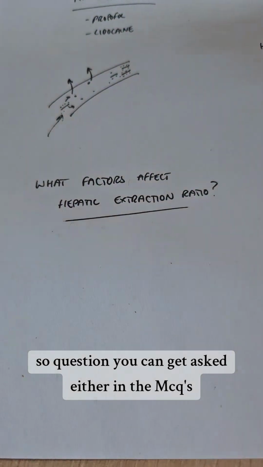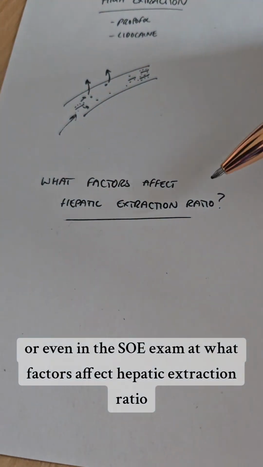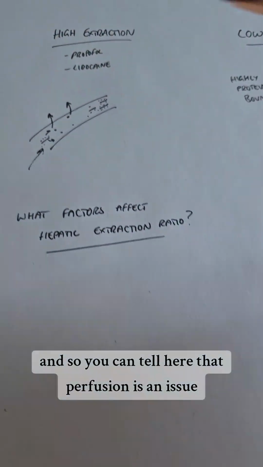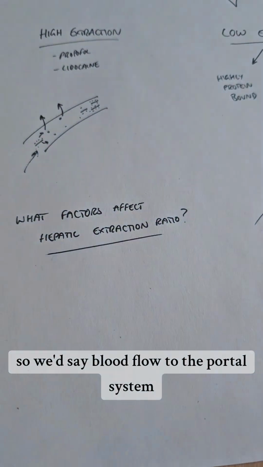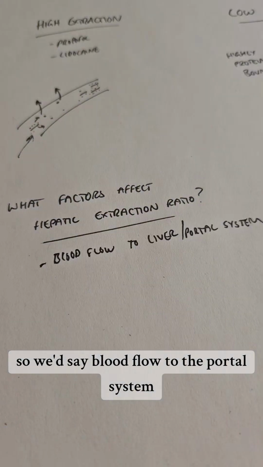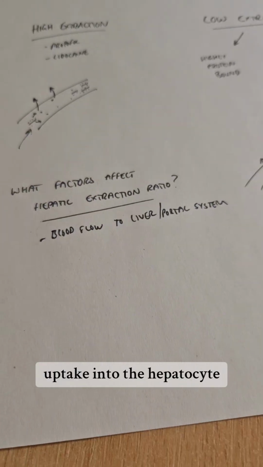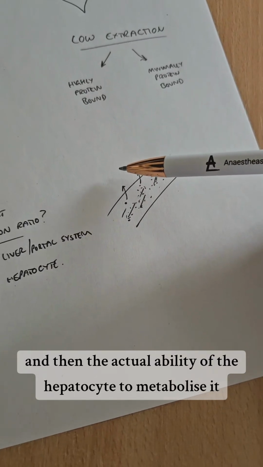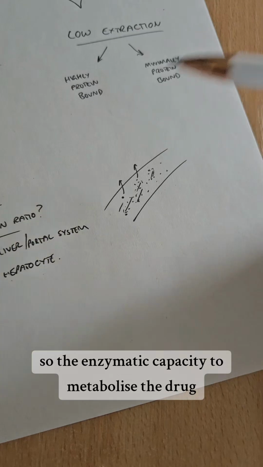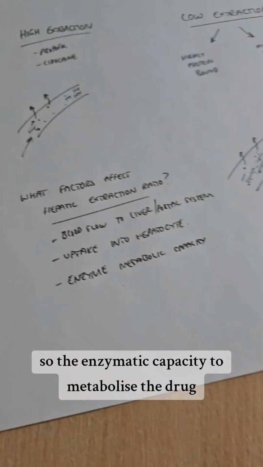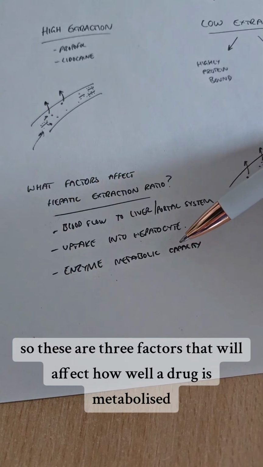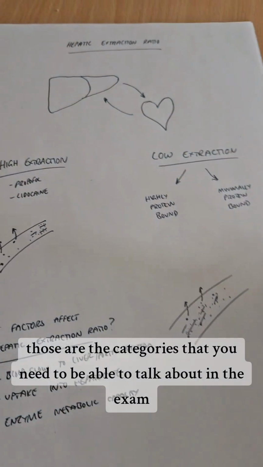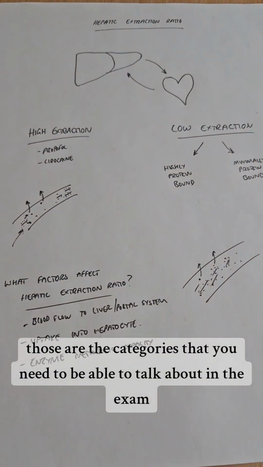So a question you can get asked either in the MCQs or even in the SOE exam is: what factors affect hepatic extraction ratio? And so you can tell here that perfusion is an issue, so we'd say blood flow to the portal system, uptake into the hepatocyte, and then the actual ability of the hepatocyte to metabolize it, so the enzymatic capacity to metabolize the drug. So these are the three factors that will affect how well a drug is metabolized, and then those are the categories that you need to be able to talk about in the exam.